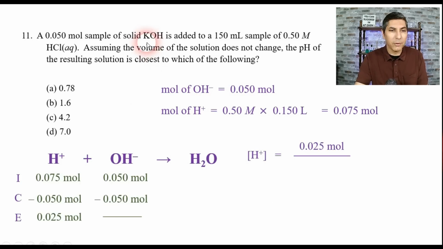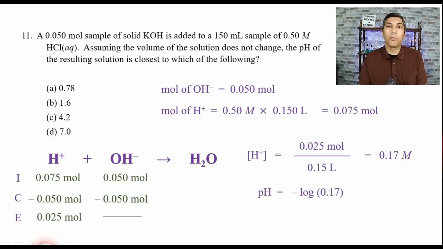And so the molarity of H plus will be equal to the 0.025 moles divided by the volume of the solution. It says in the problem that the volume of the solution does not change. So that means that we still have 150 milliliters or 0.15 liters of solution. When we divide this out, we find that the concentration of H plus is about 0.17 molar. So now to find the pH, all we have to do is take the negative log of 0.17, and we find that the pH is very close to 0.78. So that's why the answer is choice A for this question.